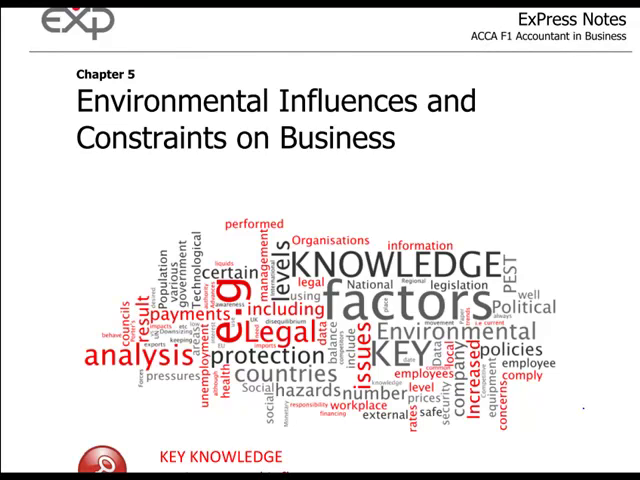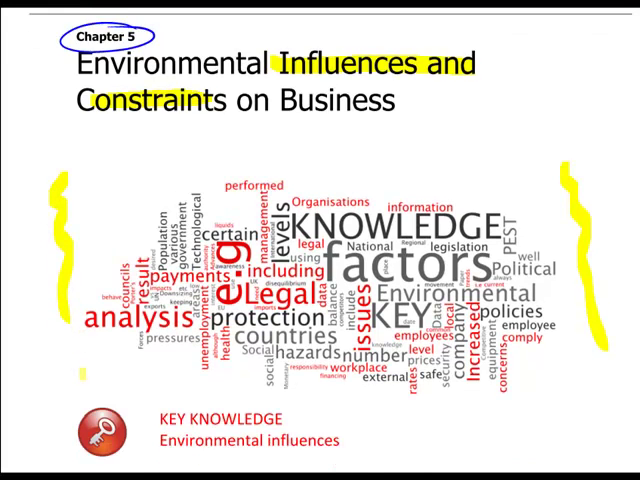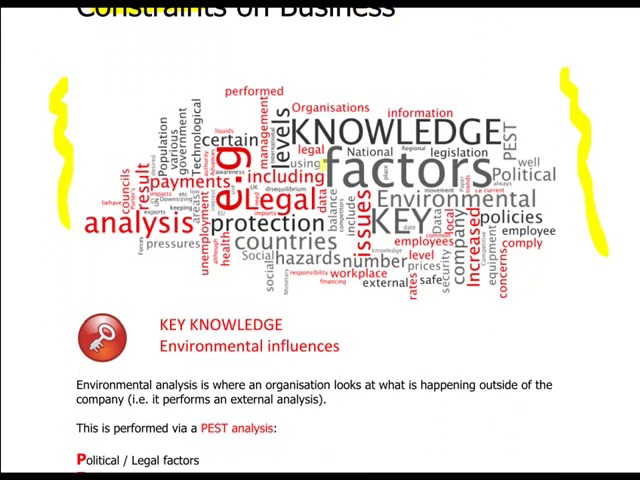We're on ACCA paper F1 and we're looking at chapter 5. It's all about the environment and the various influences and constraints the environment can have on businesses. Okay, so influences and constraints. As is normal, we start with a quick look at the word cloud. So, what factors will influence from the environment?